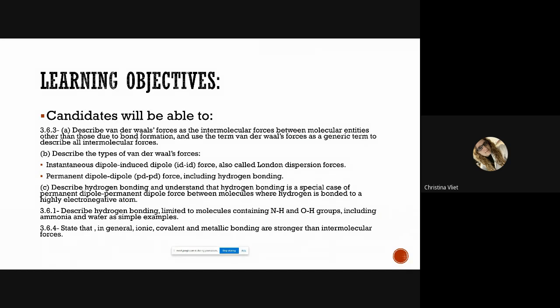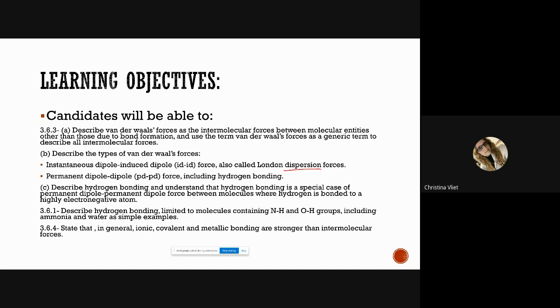So here we go. Describe van der Waals forces as intermolecular forces, and what is intermolecular in the first place. And I will do that as soon as we go through these. Describe types of van der Waals forces. There's instantaneous dipole-induced dipole, also called, we'll often call them dispersion forces.